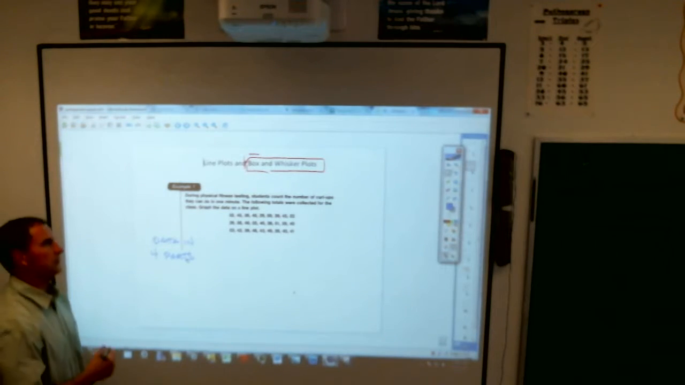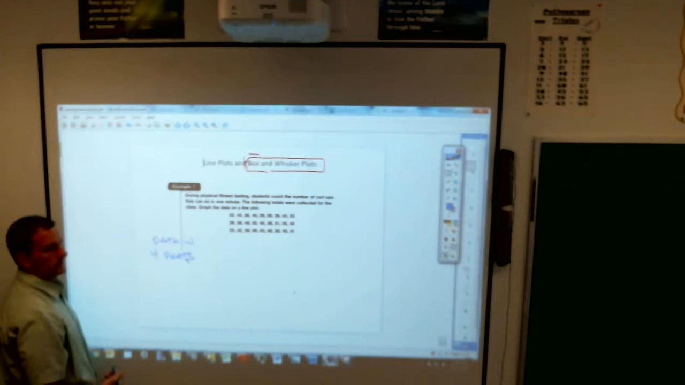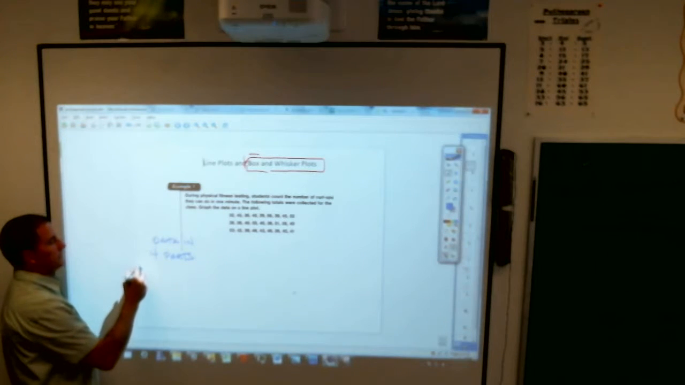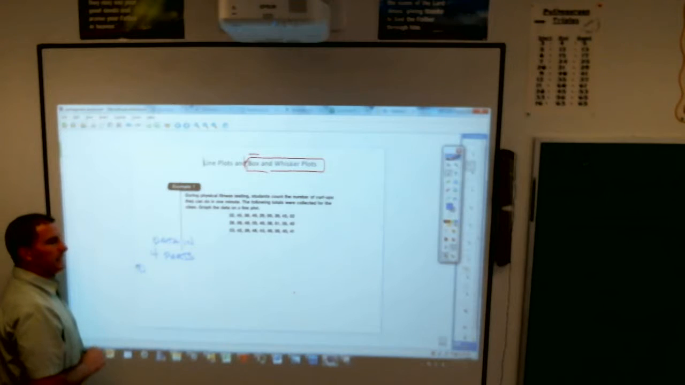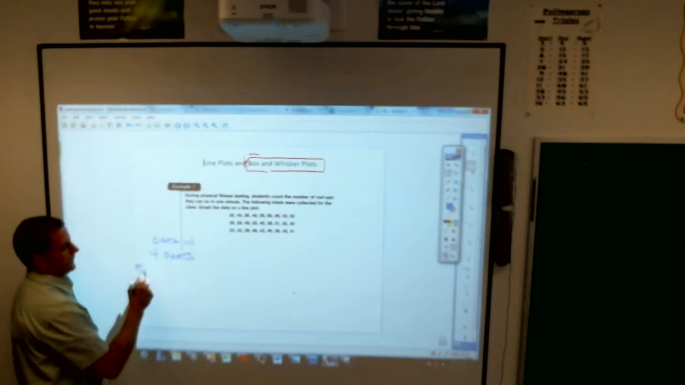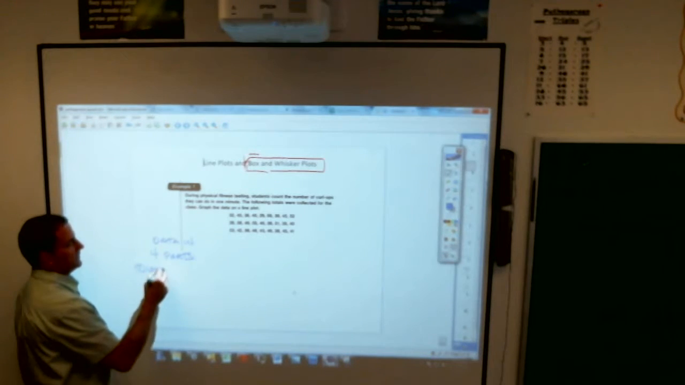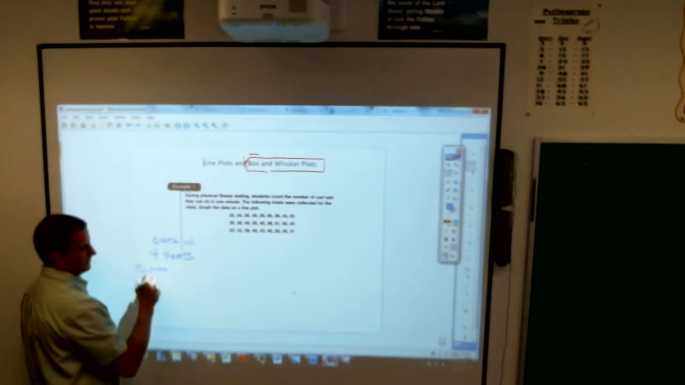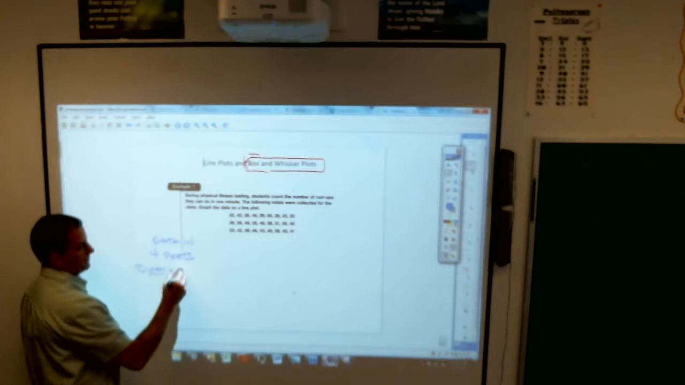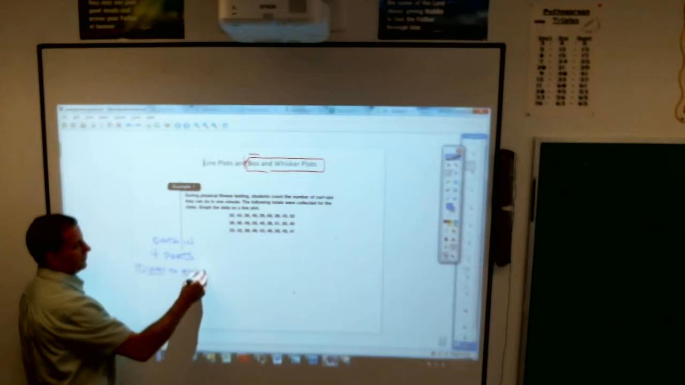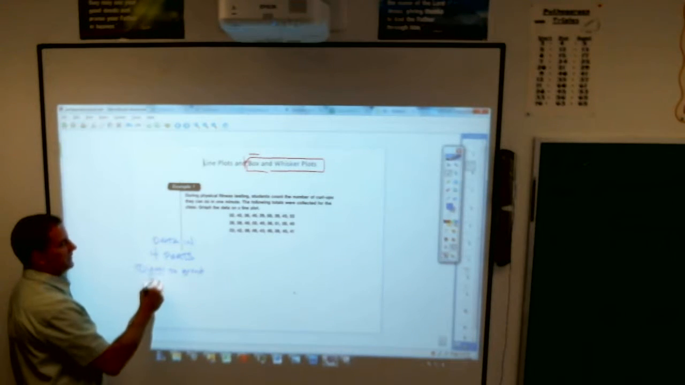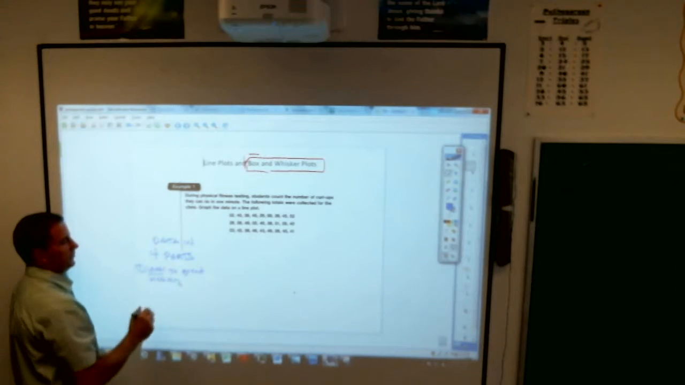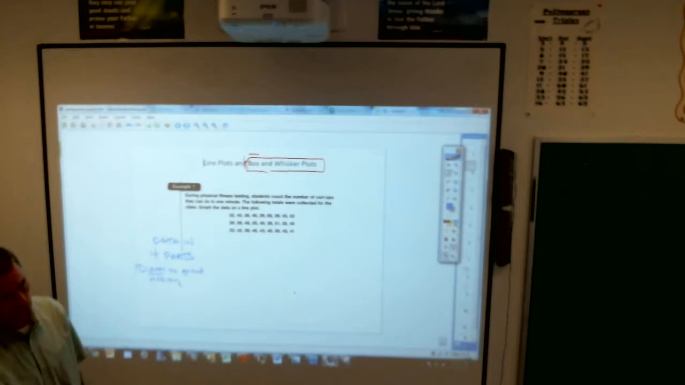So here's what you have to do. It's kind of a long drawn out thing that really isn't that hard. But step number one is you have to order it from least to greatest. Because step number 1 is you have to find the median. And if you remember from our whole world over there, to find the median, the middle number, you are going to have to know all those numbers there.